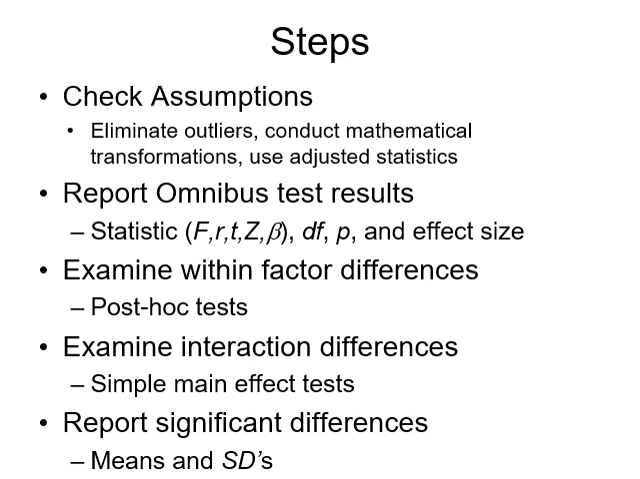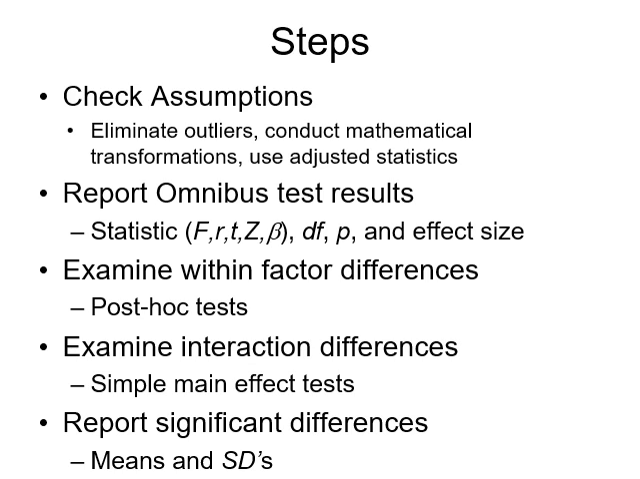Once we've done our assumptions, if we have a complex enough design, the first thing we're going to report is the omnibus test results. So the F, the R, the T, the Z, the B. What was the omnibus test of all of our potential interactions or of main effects within our model? What were the degrees of freedom? What was the P? And if significant, what was the effect size?